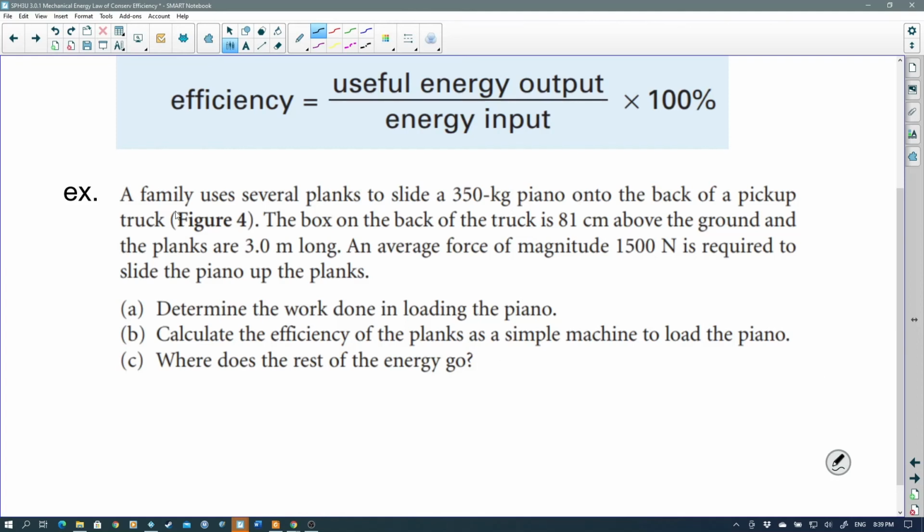So it refers to figure 4 here. This question comes directly out of your textbook. I'm just going to draw the figure, okay? So here's your plank. Here's the back of the truck.